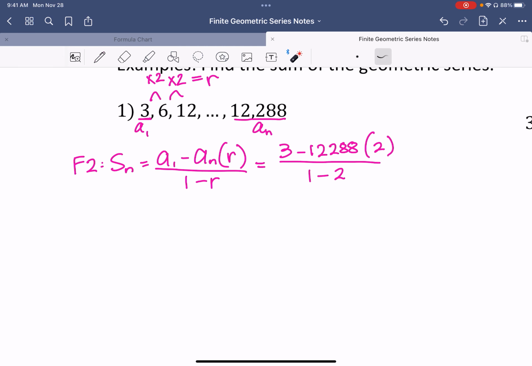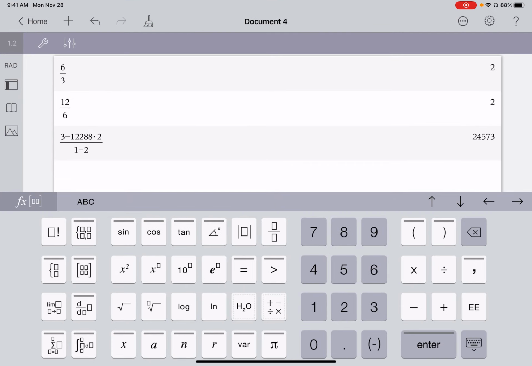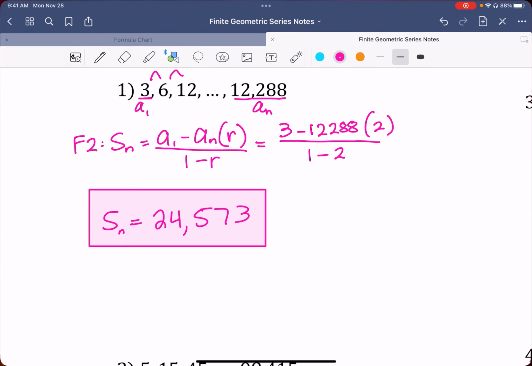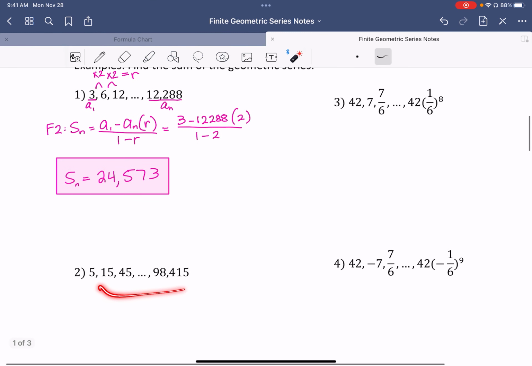Now, remember, if you're starting with the first term, you can use S sub n. If you don't start with the first term, then you can't use S sub n, you have to use summation notation. Anyways, the sum was 24,573. Make sure I wrote that right. 24,573. Okay. I want you to pause the video and try number 2 on your own.